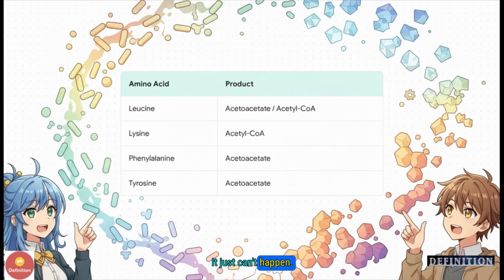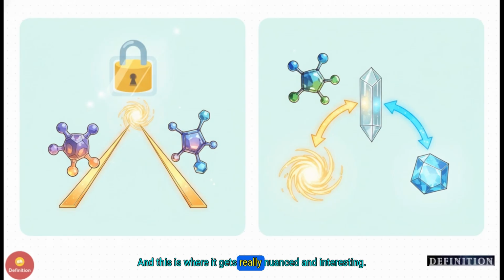It just can't happen. And this is where it gets really nuanced and interesting. We have 2 amino acids, leucine and lysine, that are purely ketogenic. That's it. Their fate is sealed. But then we've got this really versatile group like isoleucine and phenylalanine that are both glucogenic and ketogenic. Their carbon skeletons can actually be split, with different parts going down each path depending on what the body needs at that moment.